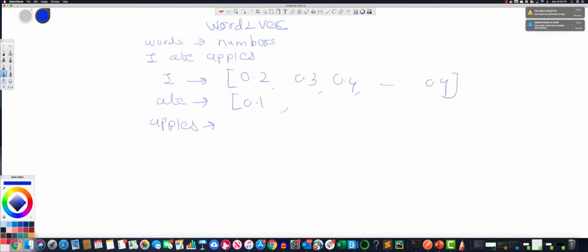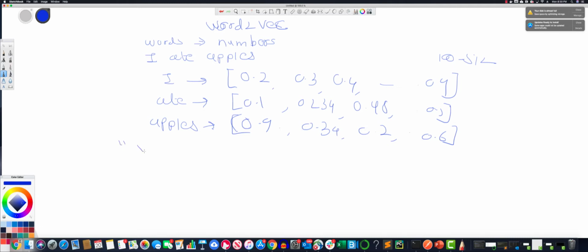Similarly, the number of dimensions usually varies from 100 to 512, which is the length of the array. So this is how we are going to represent each word by the n-dimensional vector.